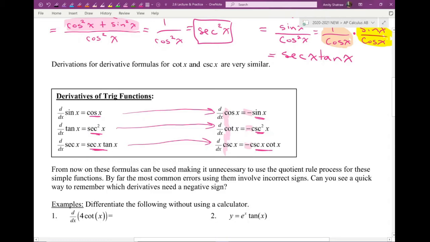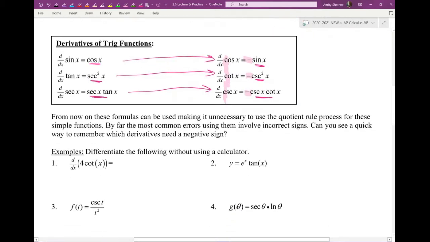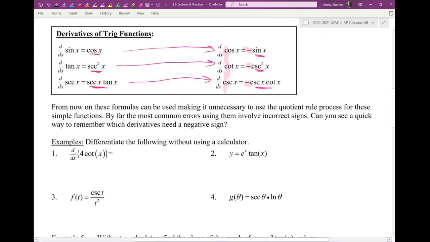Can you see a quick way to remember which derivatives need negative signs? I'm hoping that you see that if it starts with a C, right? If the derivative that you want to take is of a trig function that starts with C, then it should have a negative sign in front of it. So the derivative of cosine should be negative, the derivative of cotangent should be negative, and the derivative of cosecant should be negative.